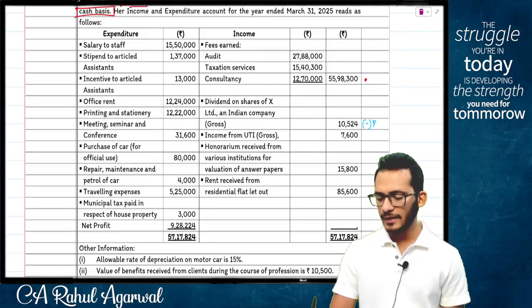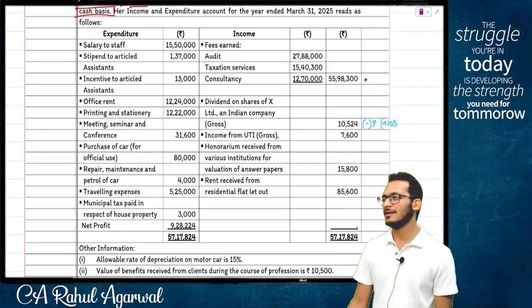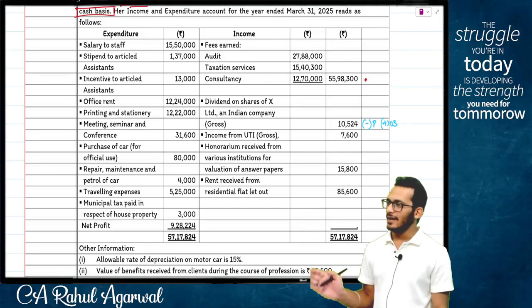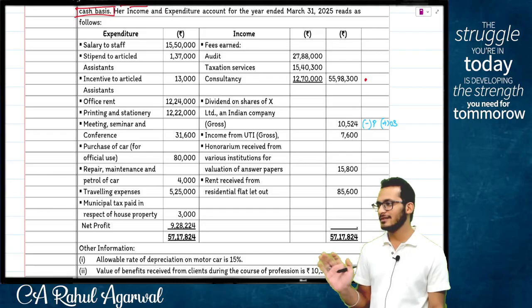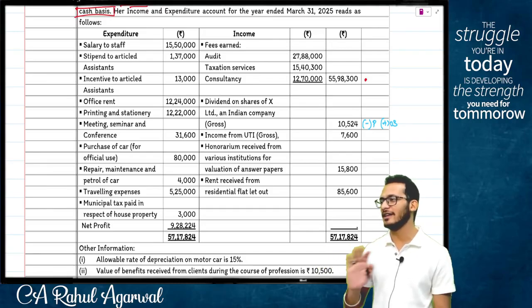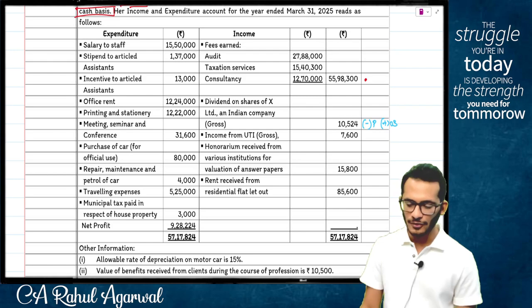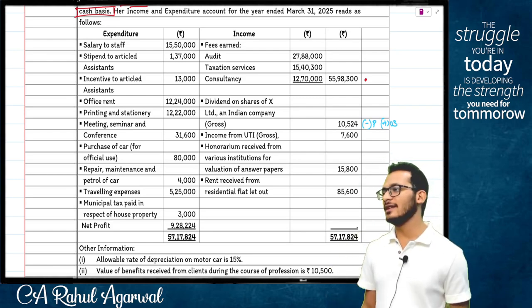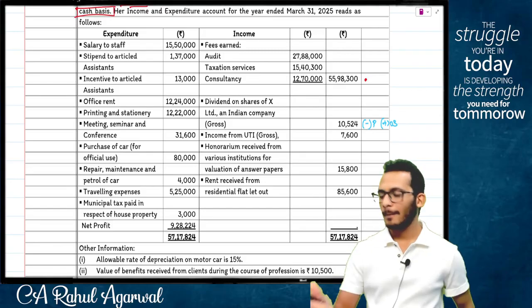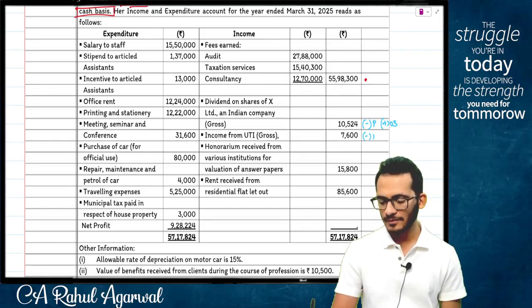minus PGBP, take it to IFOS. People, some adjustments will not change over life. I say we'll have the same adjustments every year. So sometimes you just don't need to use your head, just mug up and go forward. Yes, income from UTI 7,600 rupees, minus from PGBP, take it to IFOS.